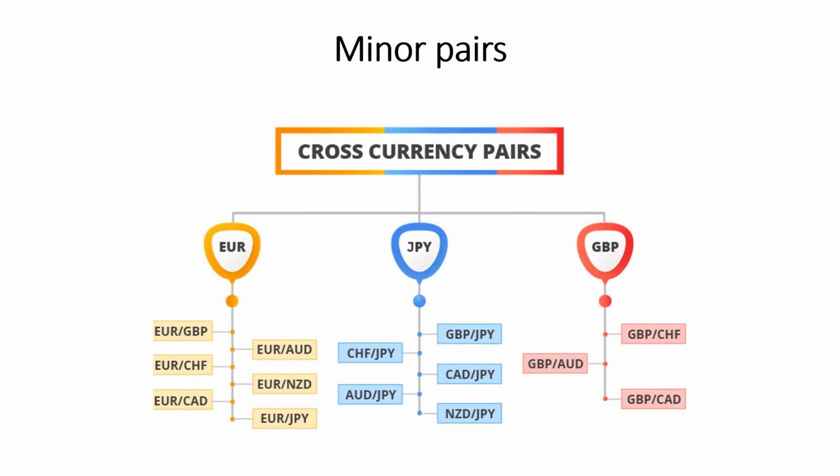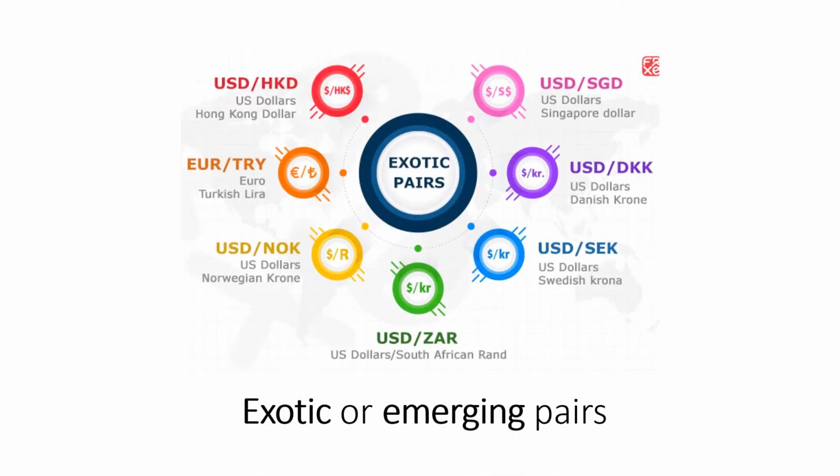Minor and exotic pairs. Pairs which are traded less frequently are known as minor currency pairs. You may also see them called cross-currency pairs or simply crosses, particularly if the US dollar isn't involved. The most popular minor pairs tend to contain the euro, sterling, British pounds, or the Japanese yen, JPY. Some Forex brokers may also refer to exotic or emerging pairs. These generally consist of one major currency against another from a smaller emerging economy, for example GBP/MXN, sterling versus Mexican peso, or USD/PLN, US dollar versus Polish zloty.